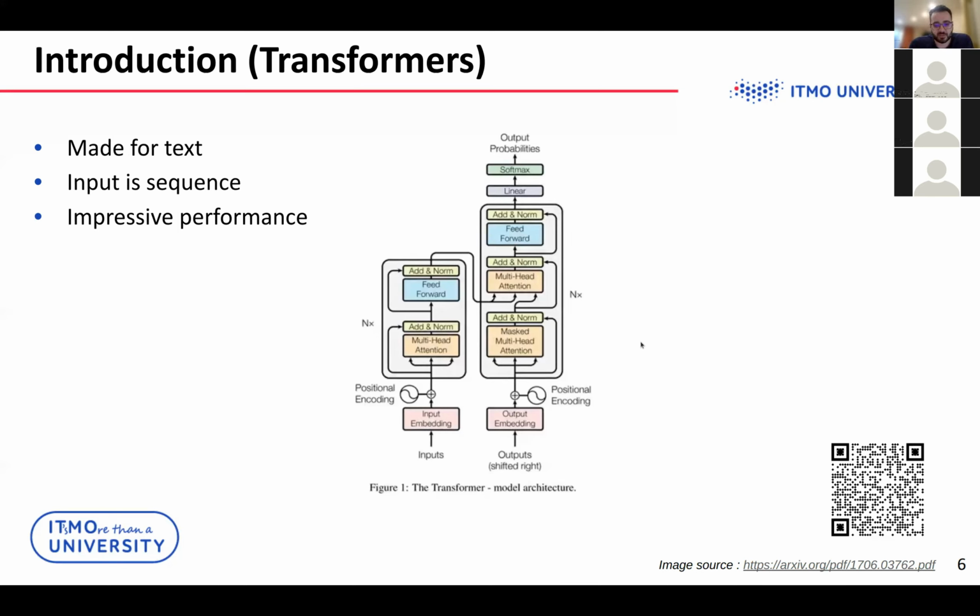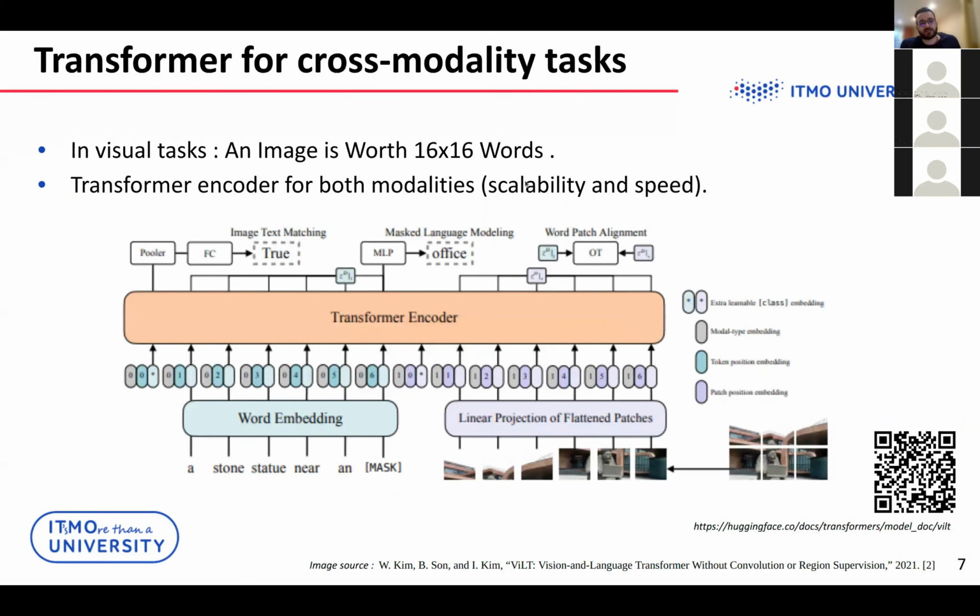But the question here: can we generalize this and use transformers for the visual modality or for both textual and visual modalities? Well, the answer is yes, we can. So let's do it. If we want to use transformers for cross-modality tasks, what do we need? As we understand, we have the text. We can easily transform a text into tokens and use it for a transformer.